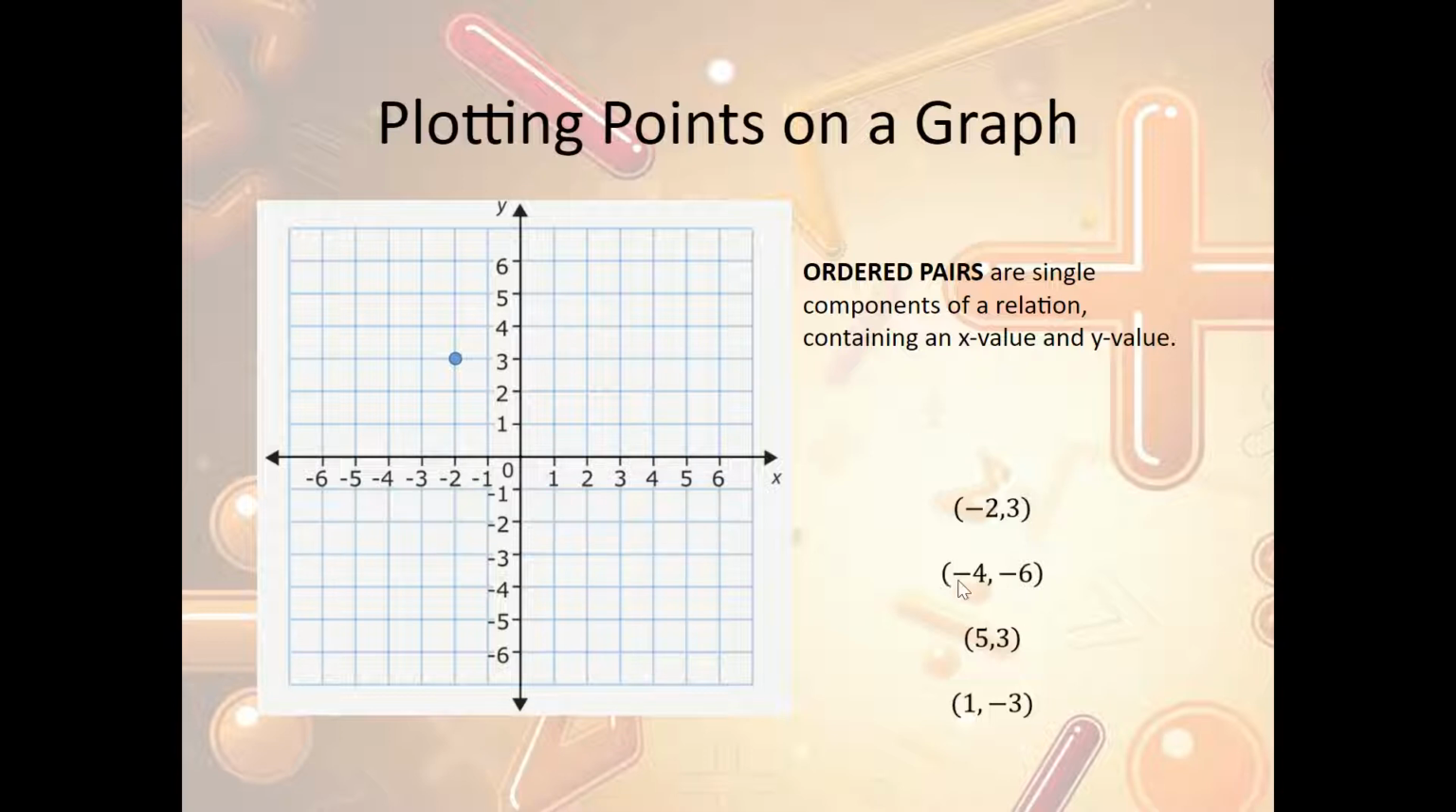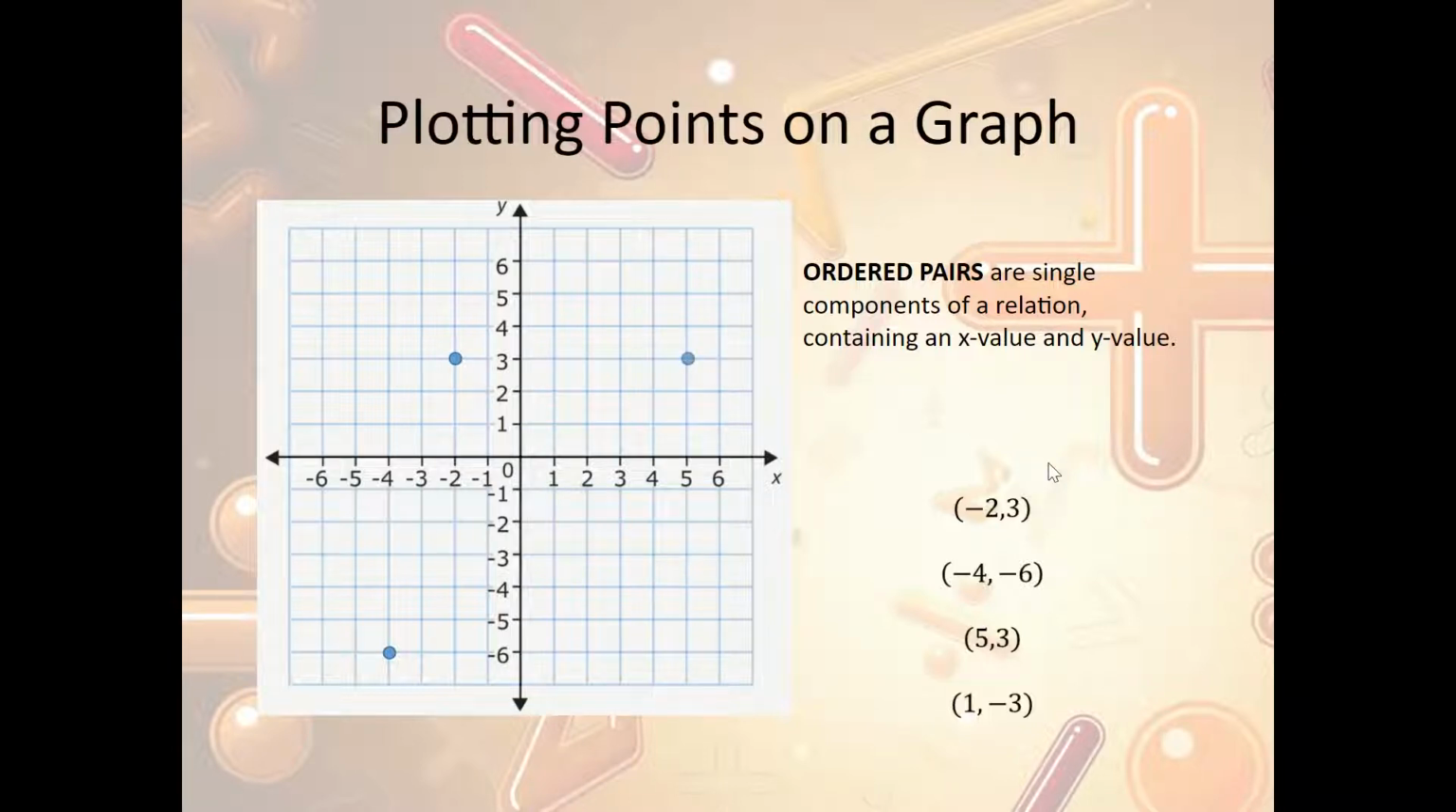Then we have -4, -6. Well, -4 on my x-axis, so I'm going to go find -4 on the x's, right there. And then -6. So I'm going to go down and find -6, which is here, and plot that point. Then I have 5, 3. So x is 5, so I'm going to find where x is 5, which is here. And y is 3, so I'm going to find 3, which is right there.